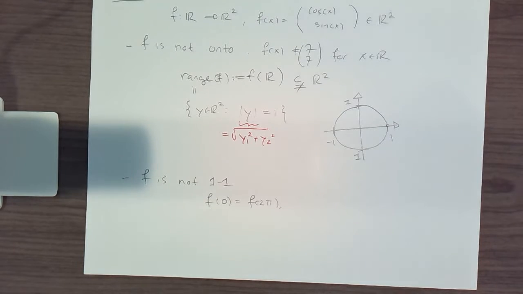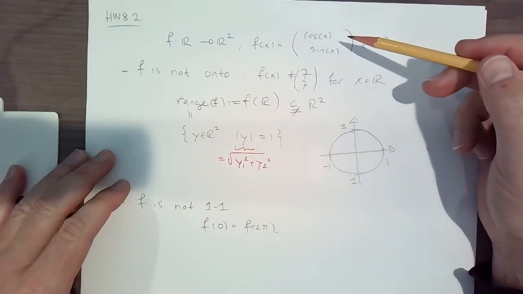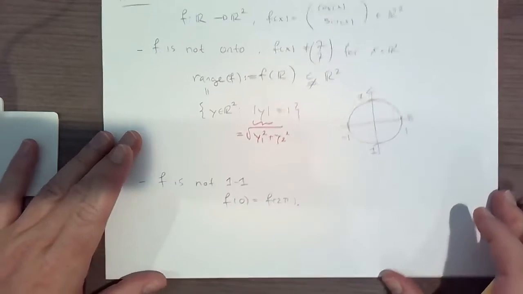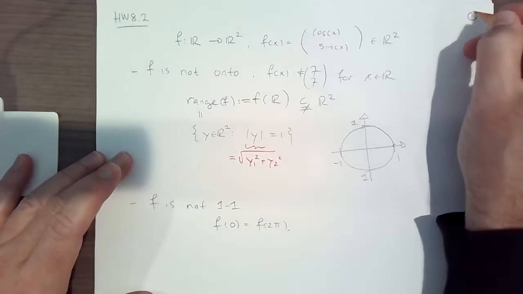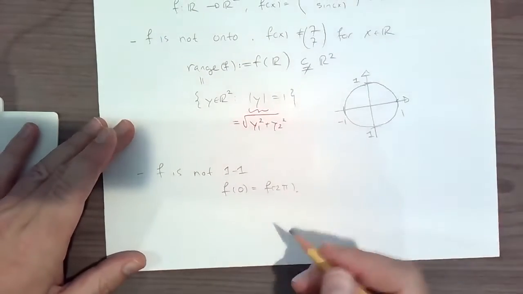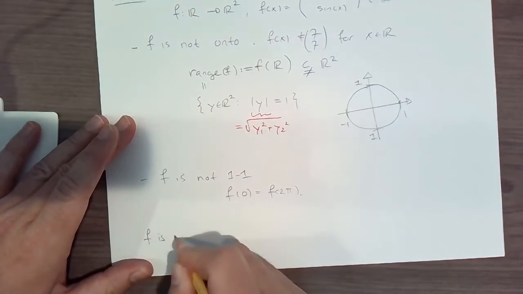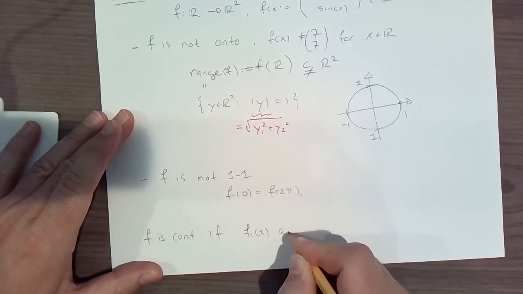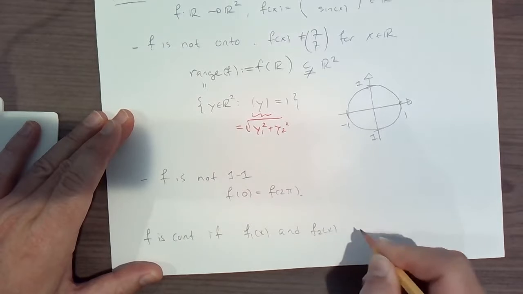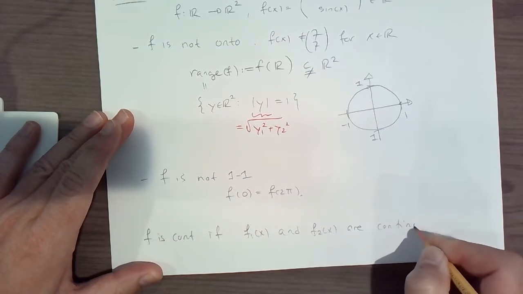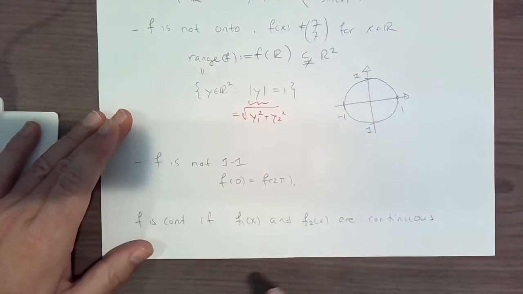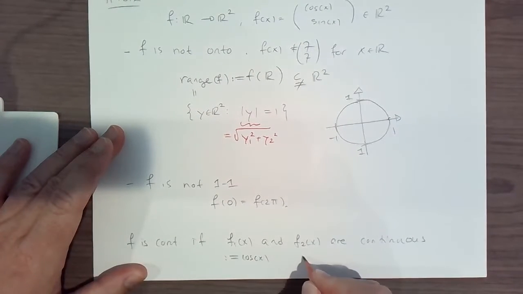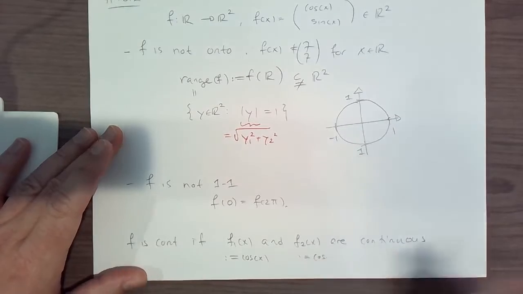So one thing that came up yesterday was, well, you have a function of 2 variables. How do you prove that it's continuous? So what I had in mind was that you should prove that each coordinate is continuous. So f is continuous if f1 and f2 are continuous. And f1 here is the first coordinate, and f2 is the second coordinate.